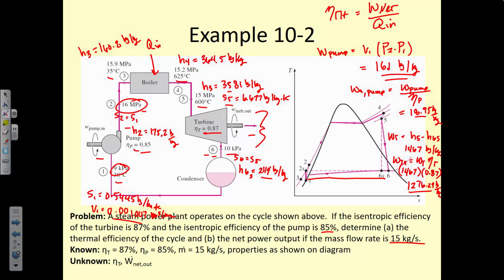So we have our pump work and our turbine work. We just need to find the heat into the boiler. So Q in is equal to H4 minus H3, which is 3484.2 kilojoules per kilogram. So now we know our pump work, our turbine work, and our Q in. We can plug it back into the equation for thermal efficiency, and we calculate that to be 36.1%.